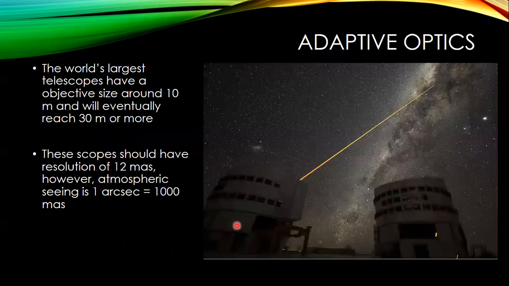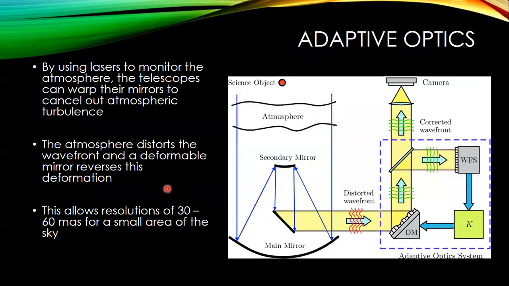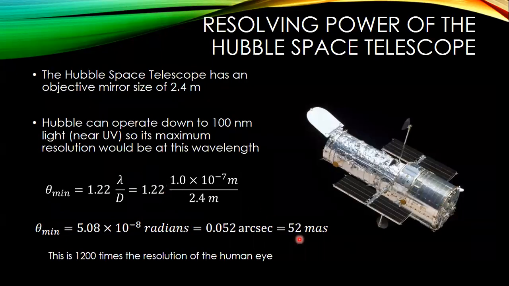Going back to what we can achieve here, the scopes should have a resolution of about 12 milliarc seconds. I'm sorry, the correction that we get is between 30 and 60 milliarc seconds. And for Hubble, it can do pretty well.